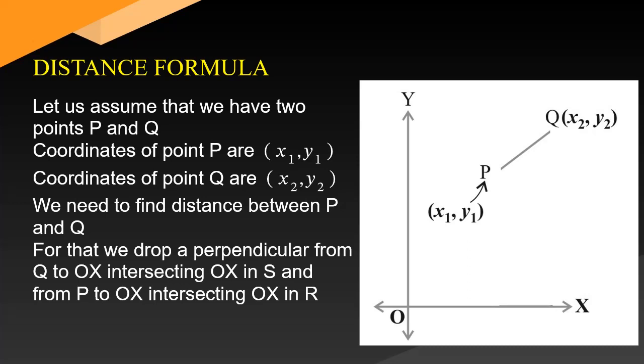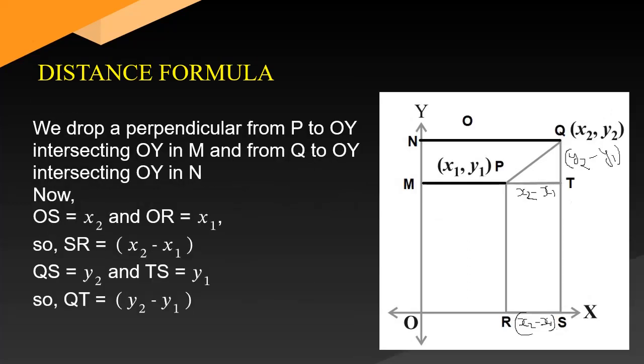For that, we need to drop a perpendicular from Q to OX intersecting OX in S, and from P to OX intersecting OX in R. And also we drop a perpendicular from point P to OY intersecting OY in M, and from point Q to OY intersecting OY in N.